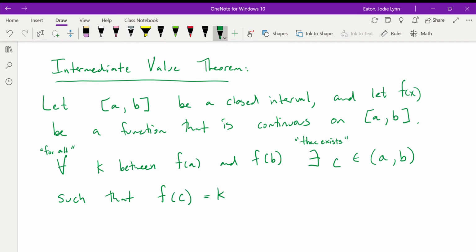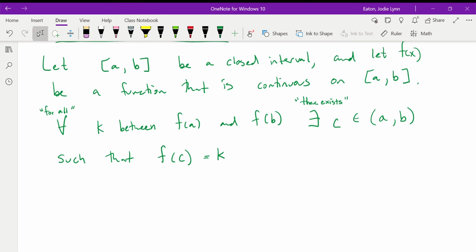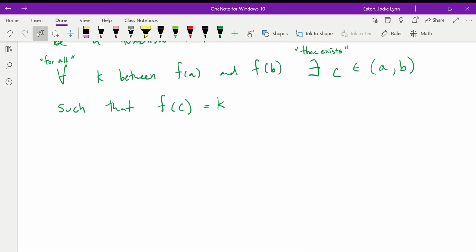Essentially, what that's saying is if you have a continuous function, then for any value between your starting y value and your ending y value, there has to be an x value that gives you that y value. Let's draw a picture to illustrate what we're talking about.